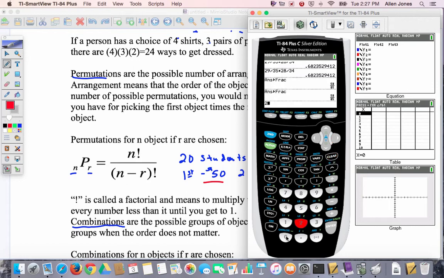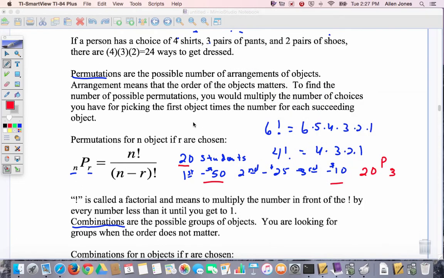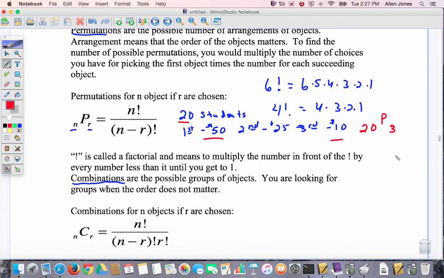Now I need to put my number in first, 20. Then go to my probability function, down to nPr. It's going to put that in there, and then I put my 3 at the end, and that's going to tell me there are 6,840 ways for the 20 students to finish first, second, or third. So with a permutation, once again, the order or the arrangement of the objects does matter. And we just covered the idea of a factorial there as well.